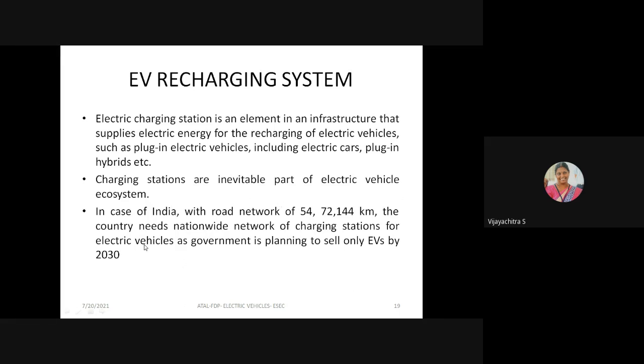When coming to India, with a road network of almost 54 million, 72,144 kilometers, the country needs a nationwide network of charging stations for electric vehicles, as the government is planning to sell only EVs by 2030. Now we are at 2021, so nine more years to come, and almost all vehicles on the road will be electric vehicles. We can visualize the current scenario: we, the vehicle users and consumers, are very much struggling with fuel prices. So they would like to switch over to electric vehicles. Definitely it will be possible in future.